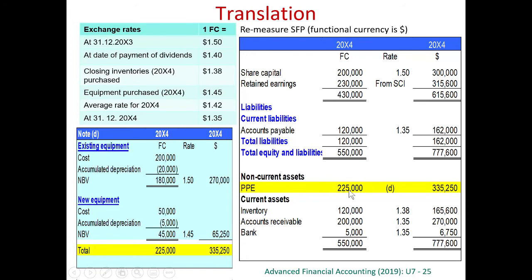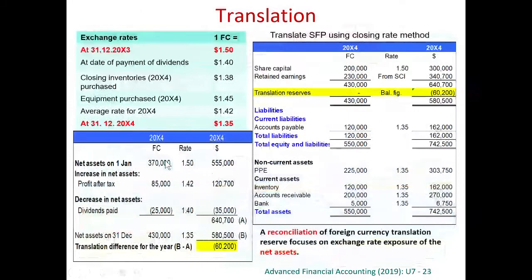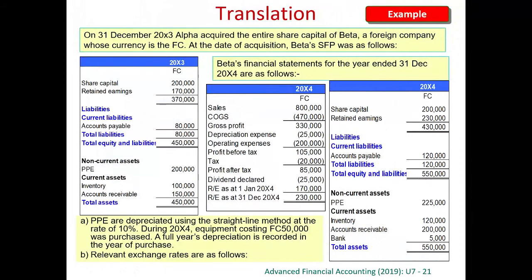For this property, plant, and equipment 225,000, actually it consists of two batches. The first batch comes from the original PPE at the day of acquisition. We know that at the day of acquisition, the PPE was 200,000. This PPE increased to 225,000 at the year end. Why? Because during the current year, we have acquired 50,000, so it increased to 250, but there has been a depreciation of 25,000. So 200 plus 50 minus 25 is 225.